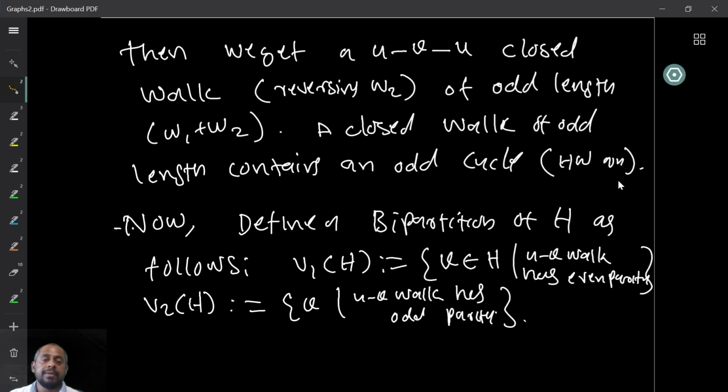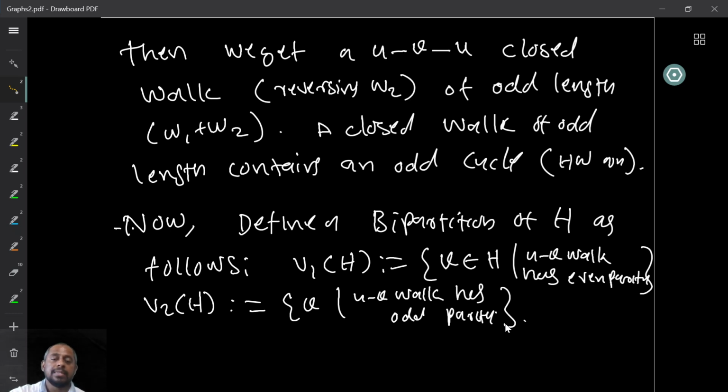Now, using this fact, let me define a bipartition of the component H that we are looking at. What is the bipartition? Collect all the vertices of H where the uv walk has even parity, because every vertex has either odd parity or even parity. So put all the odd parity vertices in one set and all the even parity vertices in another set. The even parity vertices form V1 and the odd parity vertices form V2. For this component H, we have now covered all the vertices, because from u every vertex is reachable since H is connected.